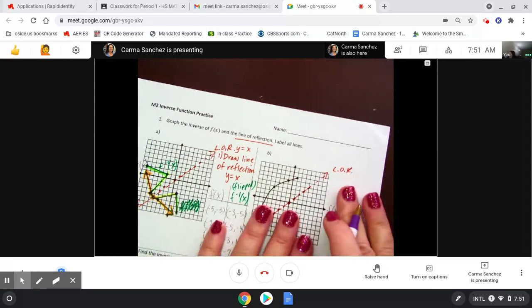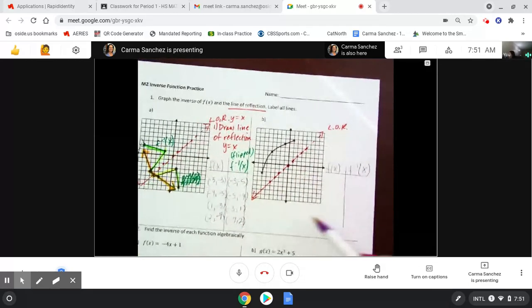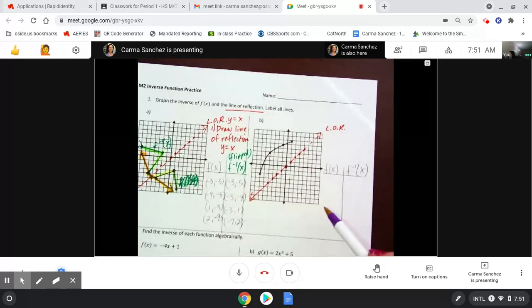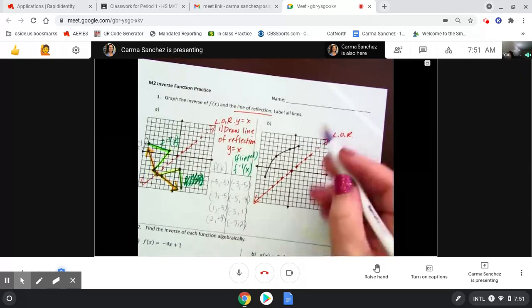Now pause. You should be able to stop the video and try this problem and then check it. Okay, let's see how you did. So go grab some points.